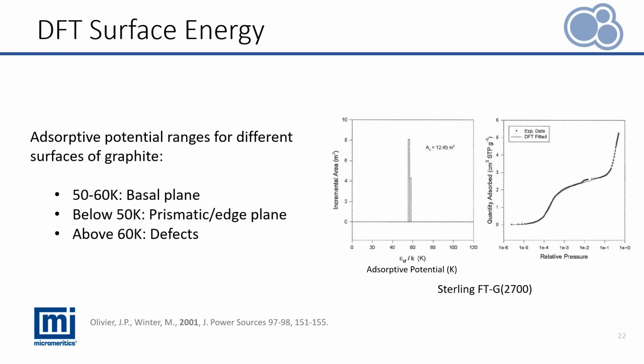Shown on the right is the DFT surface energy distribution for the graphitized Stirling FT, which is known to have a very pristine lattice structure. It shows the sharp peak around 60 Kelvin, indicating the exclusive presence of basal plane in the sample. And also in the isotherm, we can see the commensurate transition substep.